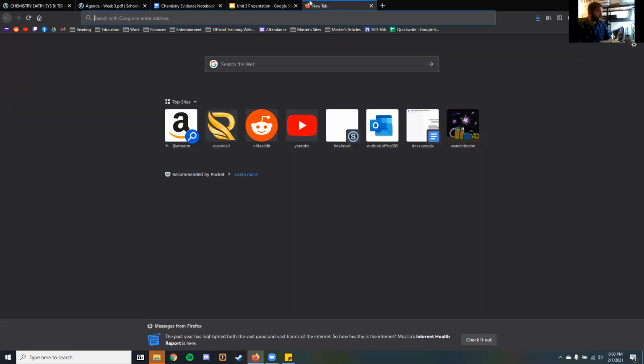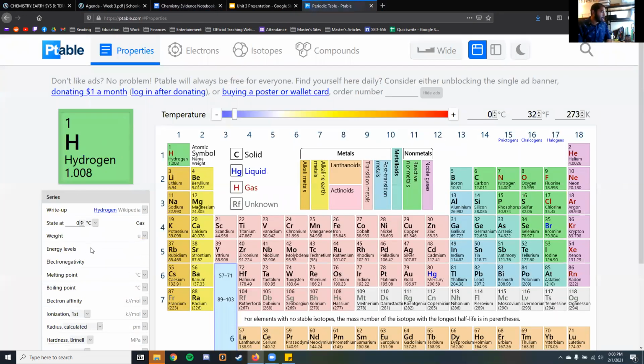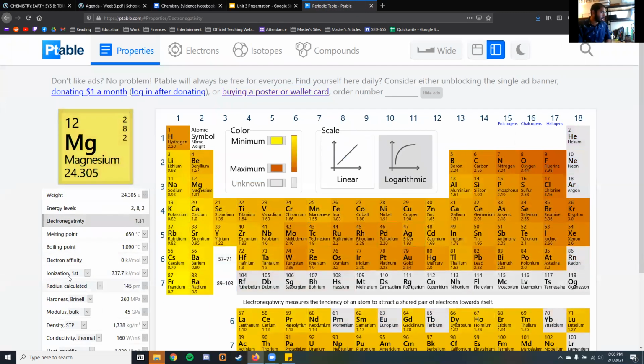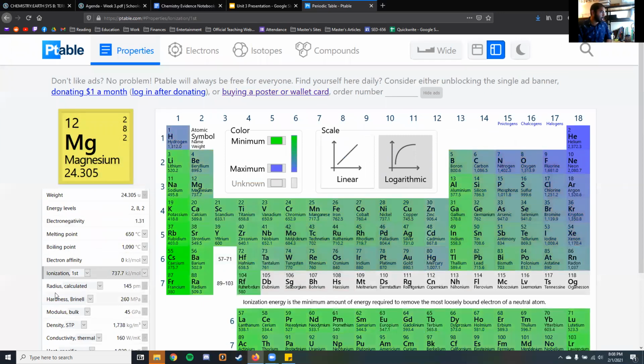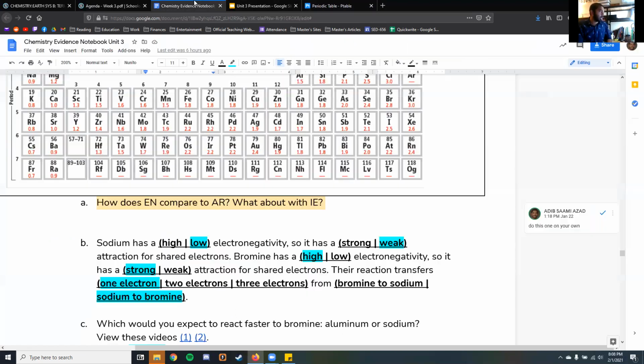What about ionization energy? And to just see a quick comparison, you want to go to the periodic table, look at the pattern there for electronegativity, compare it to ionization, compare it to radius, right? So you just want to do a compare and contrast with those 3 topics.